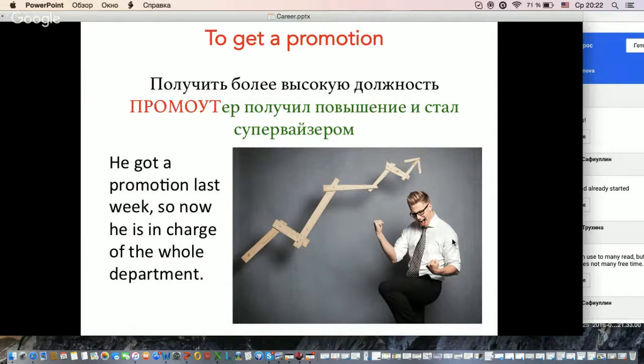To get a promotion. To get a promotion is the phrase which is used in the meaning получить более высокую должность. То есть продвинуться по карьерной лестнице. Промоутер получил повышение и стал супервайзером. Вот. Ну, супервайзер — это, собственно, человек, который следит за работой промоутеров. He got a promotion last week, so now he is in charge of the whole department. Он получил повышение на прошлой неделе, поэтому теперь он заведует целым отделом. To be in charge of означает заведовать чем-то или нести ответственность за что-то, быть главным где-то.